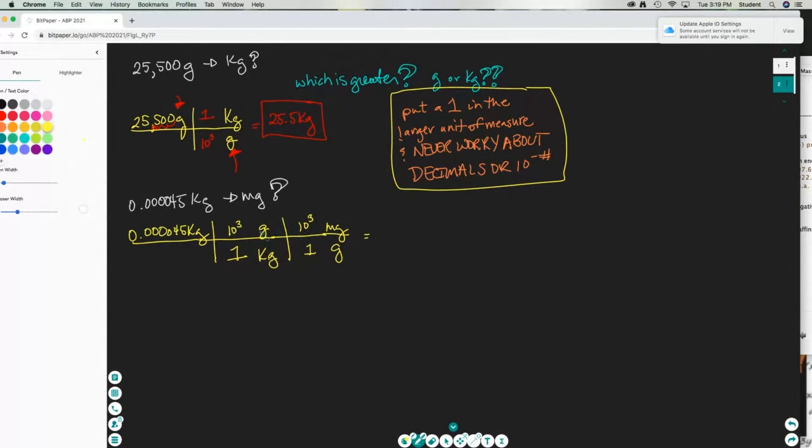So this is 10 to the 6. So what I do is I move this over 6 places. 1, 2, 3, 4, 5, and 6. So that makes a lot more sense to just say 45 milligrams rather than saying this ridiculous number. Are you following me? Yep.